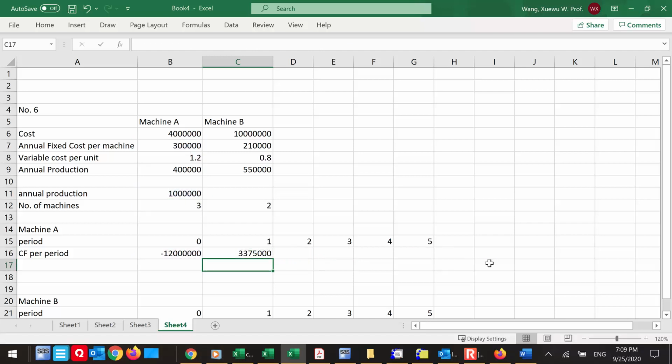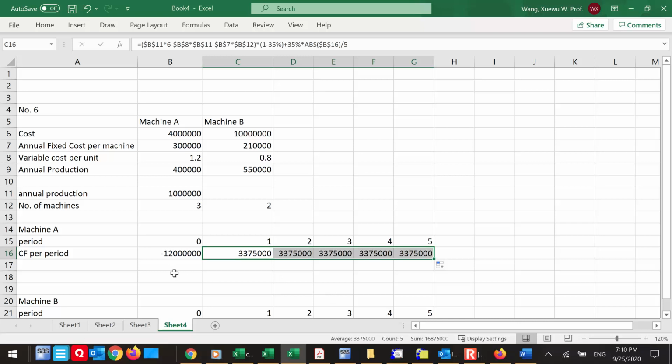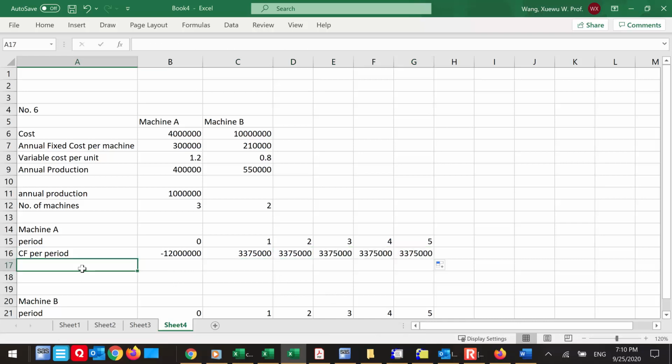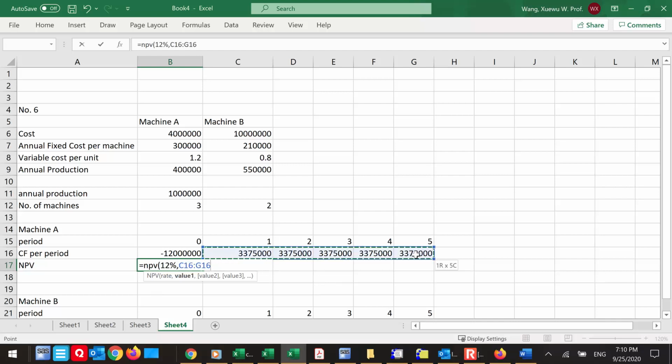Okay, so if that's the case, I can copy this across. All right, so I get the after-tax cash flows for the other years. And now I can go ahead and calculate the NPV. All right, so the rate is the discount rate. That's going to be 12%. Okay, and I'm looking at the future cash flows and putting back the initial investment. So that is the NPV if you go with machine A.